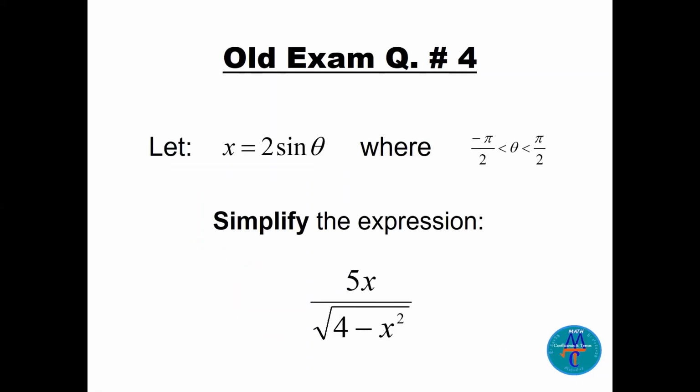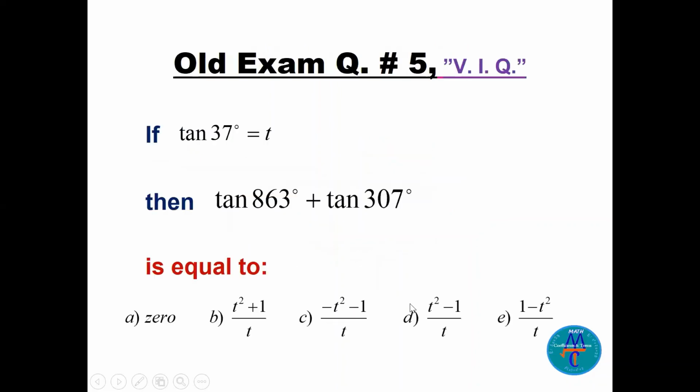Now here we have a substitution. We did similar. x is equal to sine theta, where theta between minus pi over 2 and pi over 2. Simplify the expression 5x divided by square root of 4 minus x squared. Another one, if tan 37 degrees is equal to t, then tan 863 degrees plus tan 307 is equal to one of these answers, multiple choice, A, B, C, D, E.